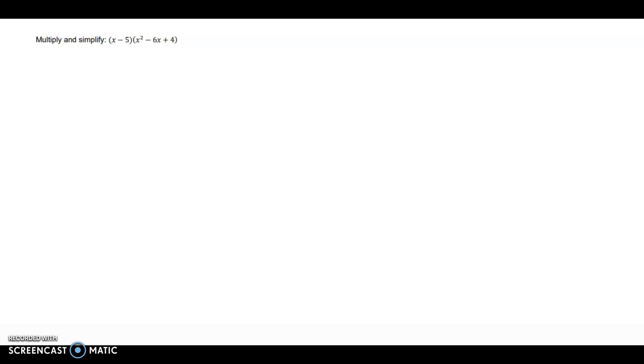For this problem, we need to multiply and then simplify. So when I multiply this type of problem, I like to think of it like I'm distributing each of these terms into all of the terms in the second set, in this trinomial. So I'm going to say, okay, x times x squared, x times negative 6x, x times 4, and then I'll do the same thing with negative 5, kind of like I'm distributing negative 5 into each term of the trinomial.